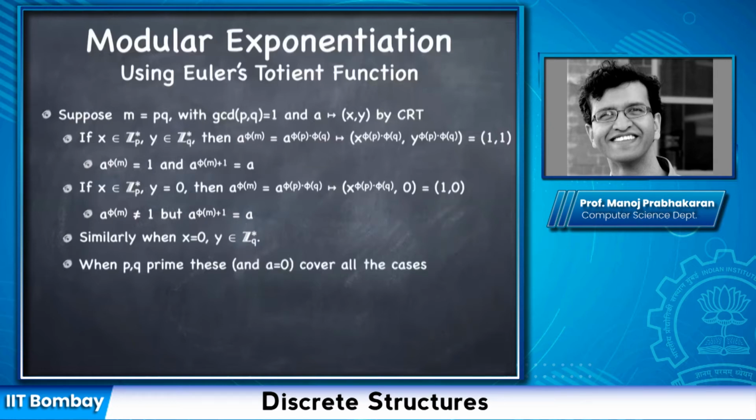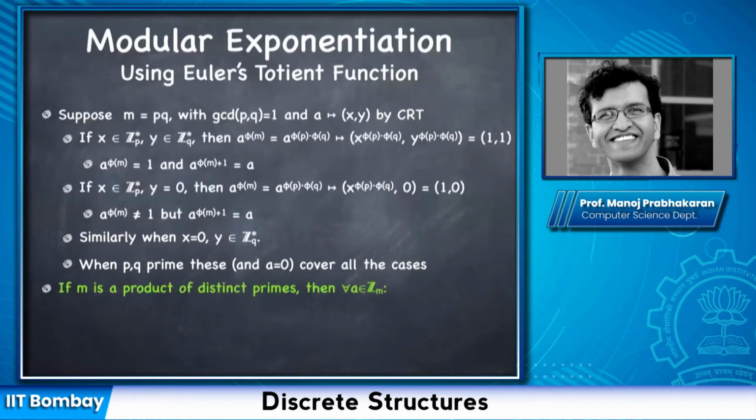Now, if these p and q were, say, prime numbers, then this pretty much covers all the cases because Zp star is almost all of Zp except for the element 0, and similarly for Zq star. So the CRT representation here is an element in Zp, here is an element in Zq. These three cases cover everything except both of them being 0, but in this case, a is 0 and a to the power of any positive integer is 0. So this property holds in that case, right? I mean, this doesn't hold, but this will.